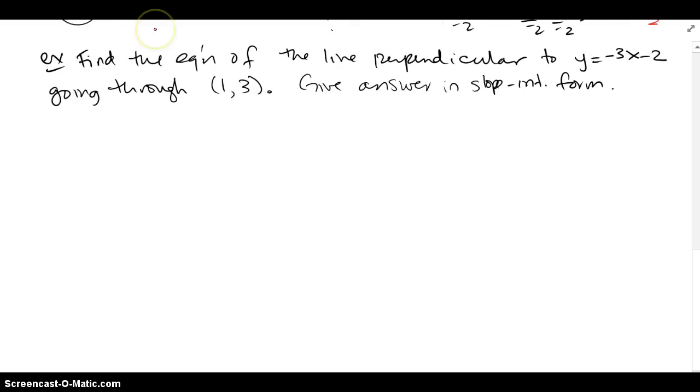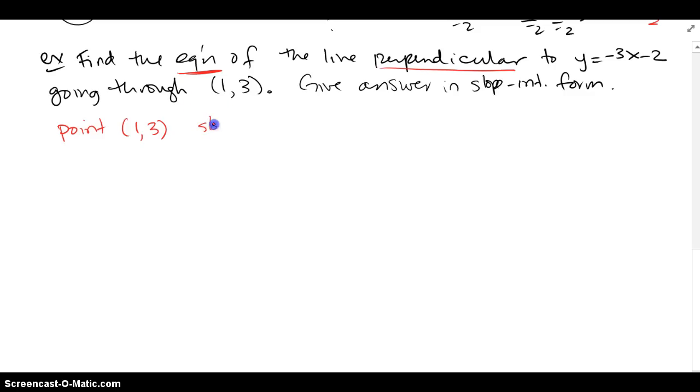Okay, let's look at another example. It says, find the equation of the line perpendicular to this line going through the point (1, 3), and give the final answer in slope-intercept form. So we already have a point for the line that we're interested in. The line we want goes through the point (1, 3), and we would also want the slope of that line to figure out what the equation of that line is.